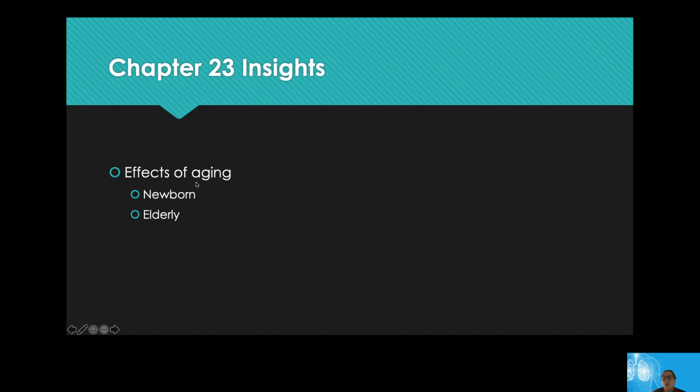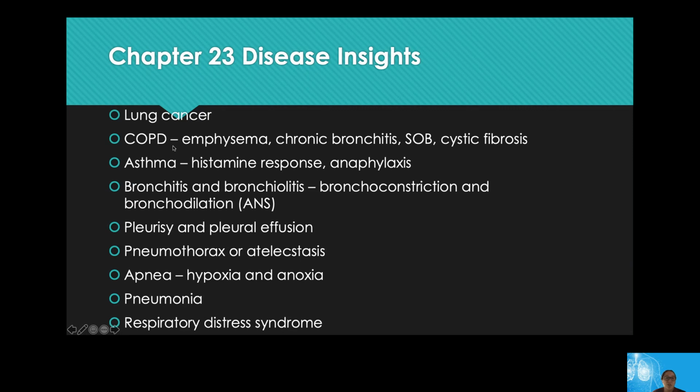Now, when we looked at it, we looked at the effects on a newborn of breathing and how aging changes it, but more specifically, integrated throughout this chapter, we had some diseases that we highlighted. Discussions on lung cancer towards the end of the chapter, COPD, which include a variety of different conditions: emphysema, chronic bronchitis, shortness of breath. We even know about cystic fibrosis here.